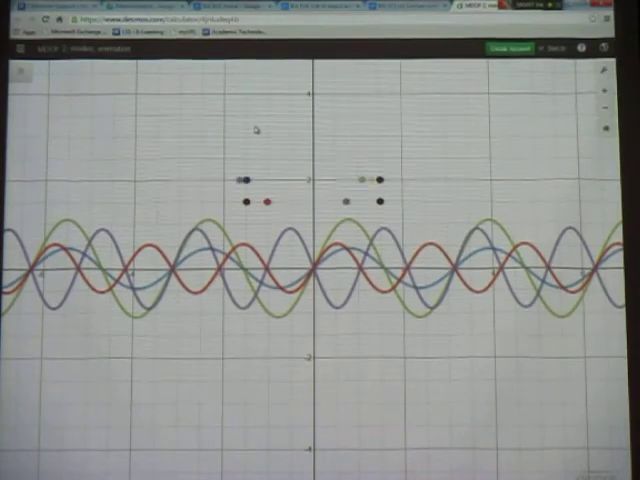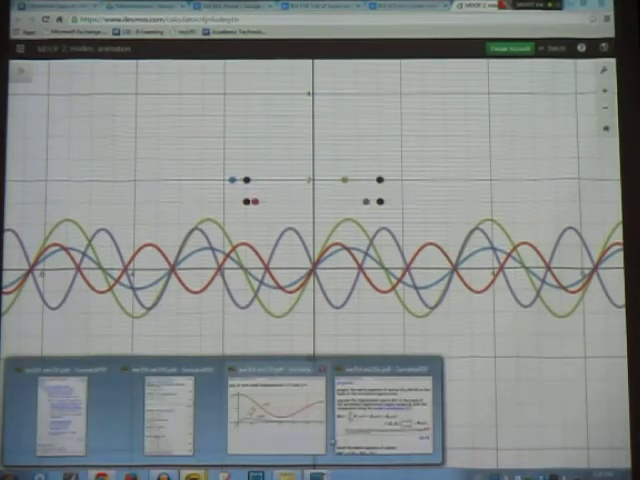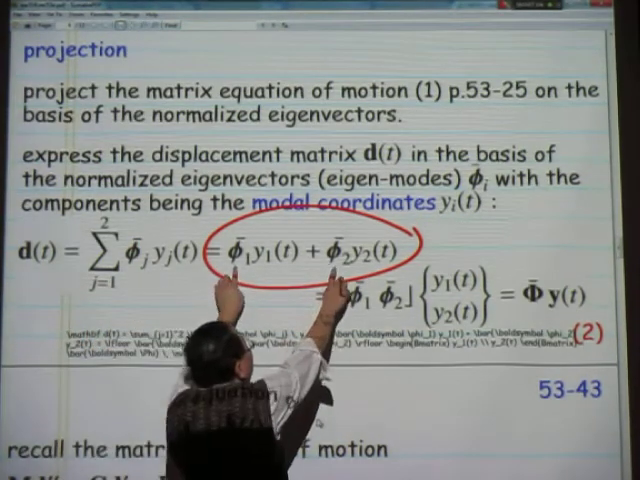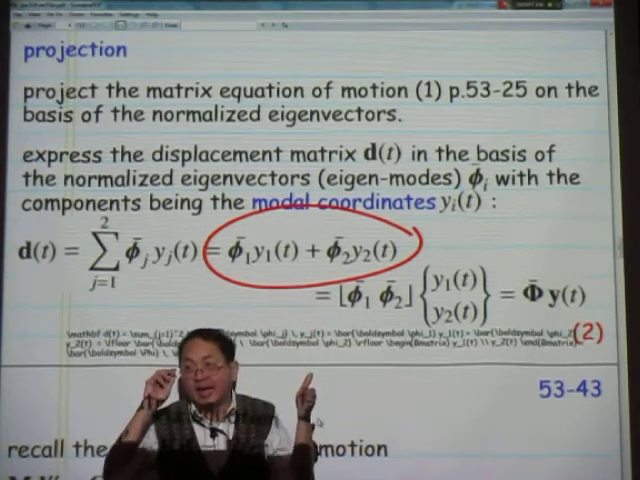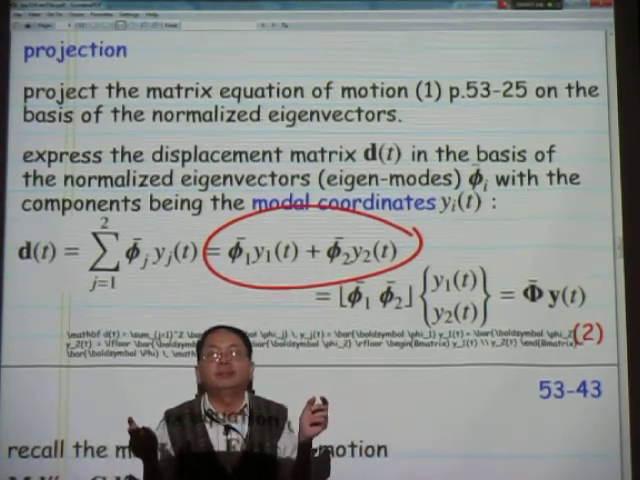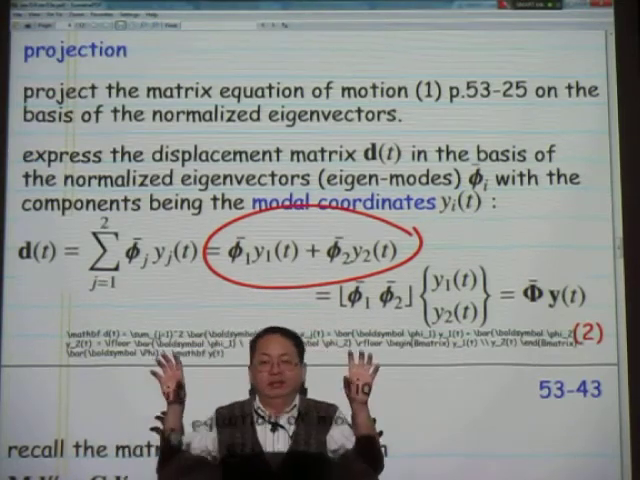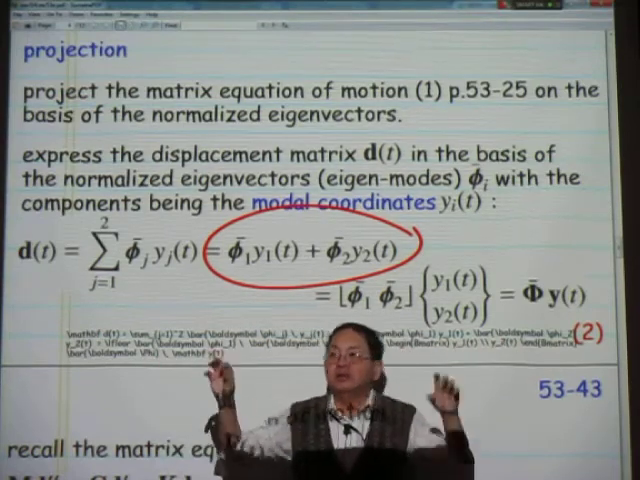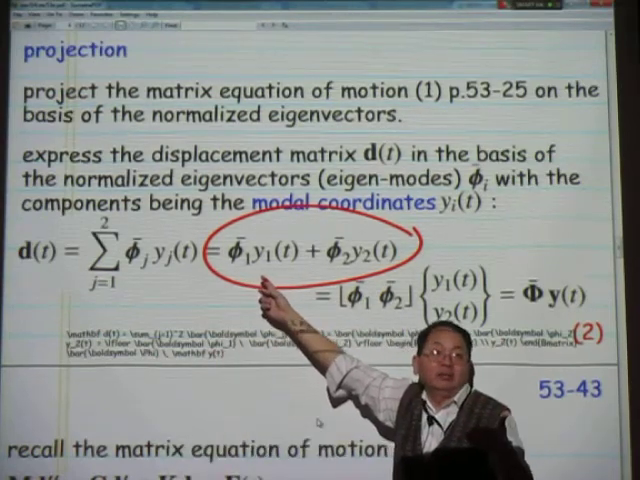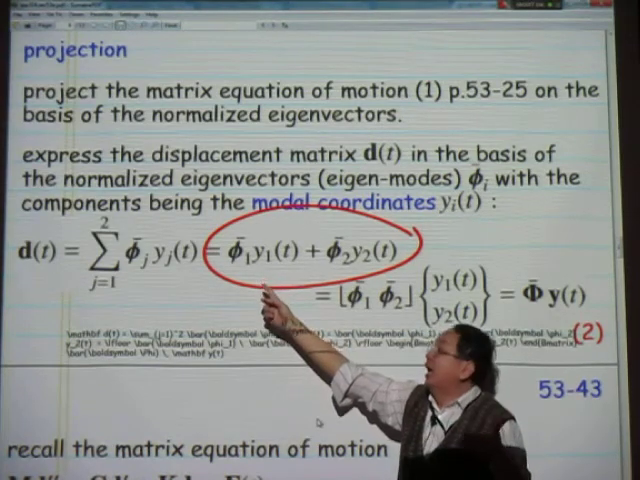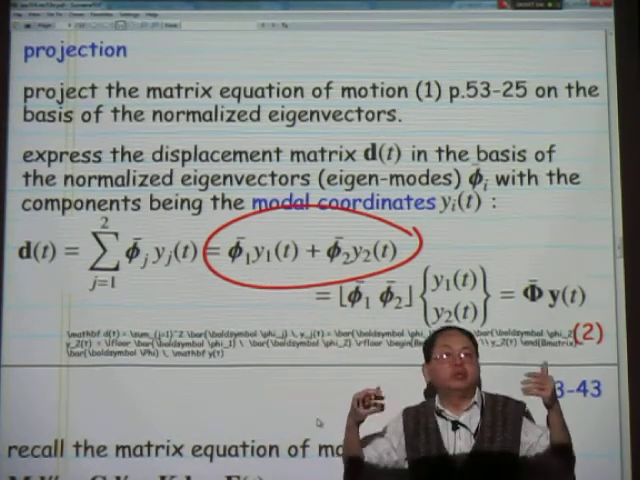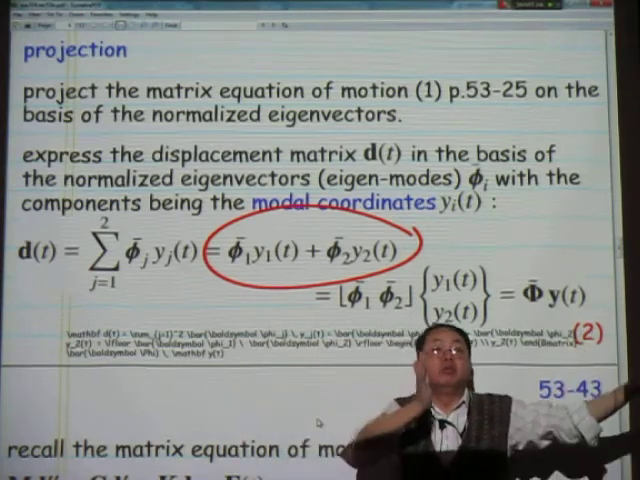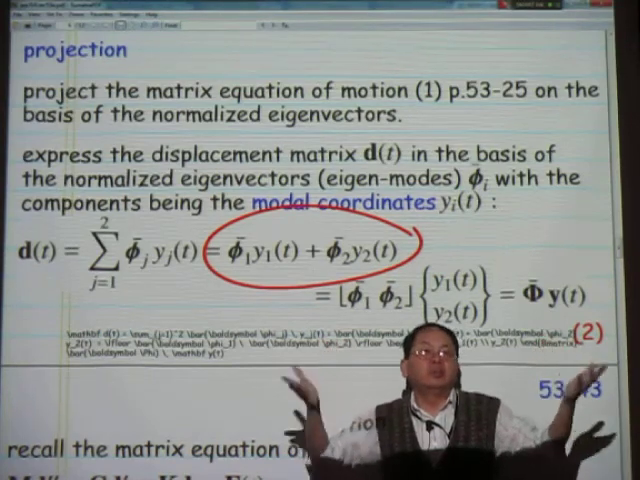So let me go back to the expression here, once more. These two vectors are fixed, constant in time. They are not changing in time. Think of them as whether the two masses are moving together or they are moving opposite each other, and that information is encoded in the eigenvectors. And y1 and y2 would represent the amplitude, how much more they would move relative to the initial position.